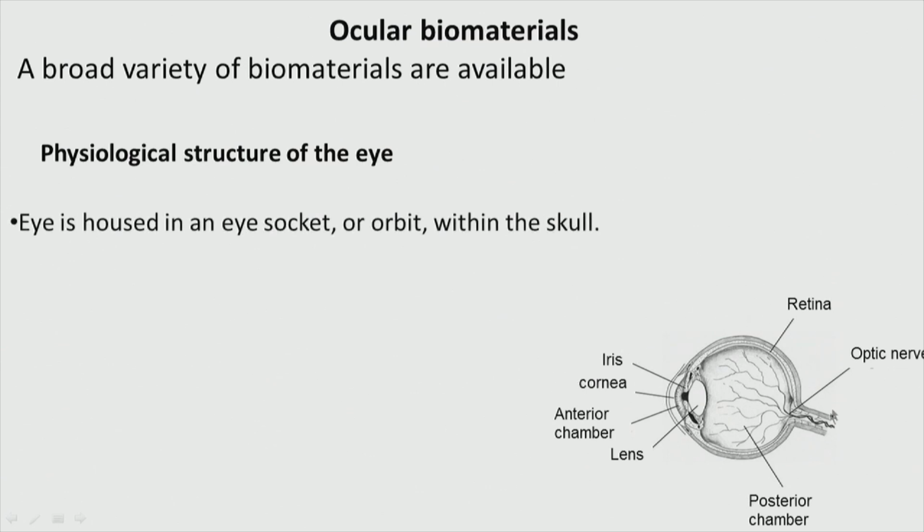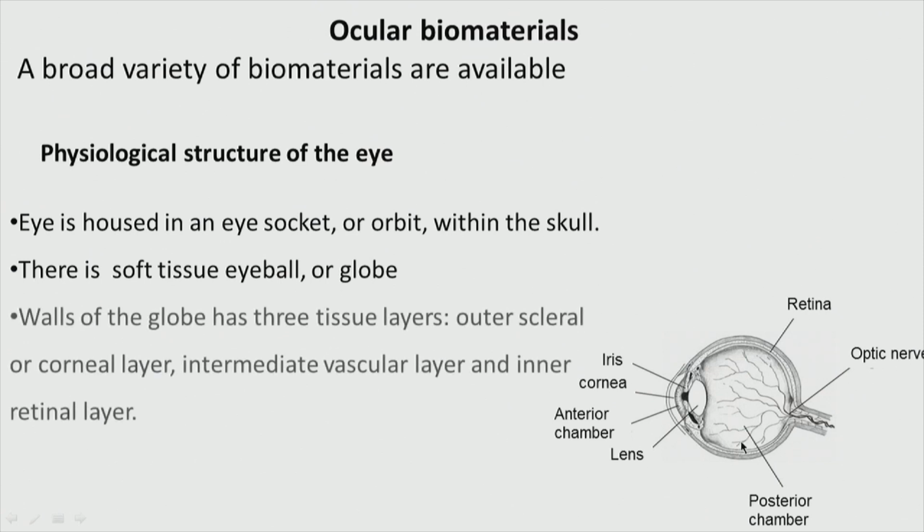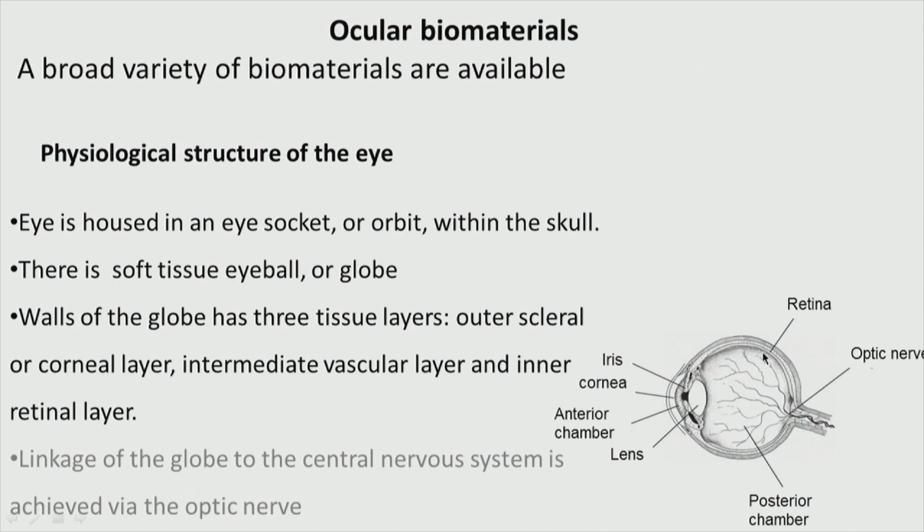It is housed in a socket or orbit within the skull. So, we call this the orbit within the skull, and there is a soft tissue eyeball or globe. Walls of the globe have 3 layers: outer scleral or corneal layer, intermediate vascular layer and inner retina layer. You can see these 1, 2, 3 here. Linkage of the globe to the central nervous system is achieved via this optical nerve. So, there are a lot of biomaterials trying to replace in this area.